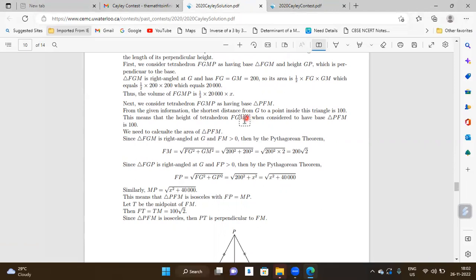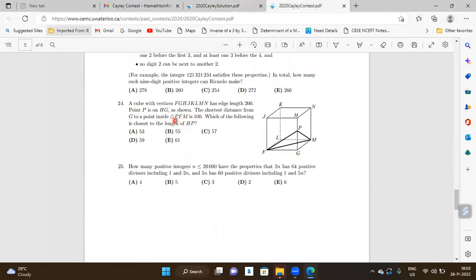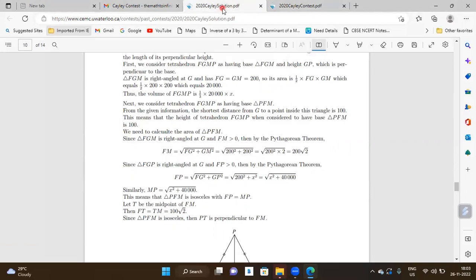And over here, in our question, they're asking us to find the shortest distance from G to a point inside the triangle, right? And they also gave us the clue that it is 100. The shortest distance from G to a point inside the triangle PFM is 100. This means that the height of the tetrahedron FGMP, when we consider it to have a base PFM, is 100. This is just information which is written in the question. This is just given information. Okay. So we need to calculate the area of the PFM.